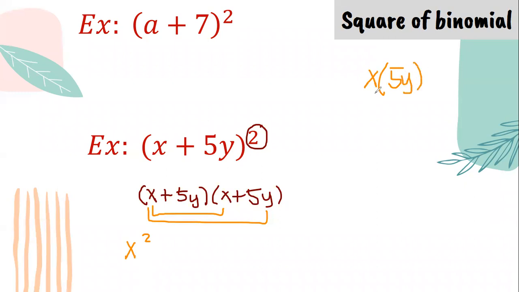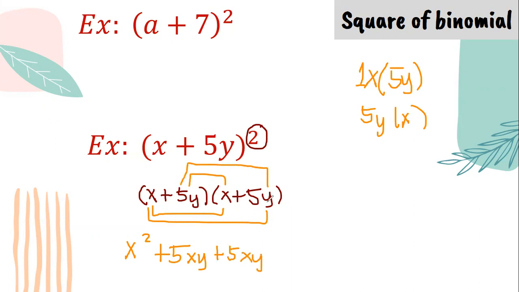You don't have a written numerical coefficient here, but we know that this is 1. So 1 times 5 is still 5. And then x times y is xy. For the inner term, 5y times x, and that is also 5xy. The last term is 5y times 5y. Multiply the numbers. 5 times 5 is 25. And then y times y is y squared.